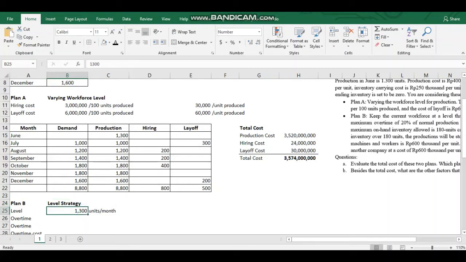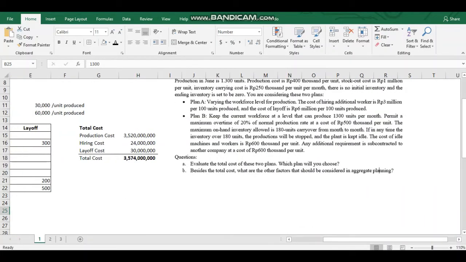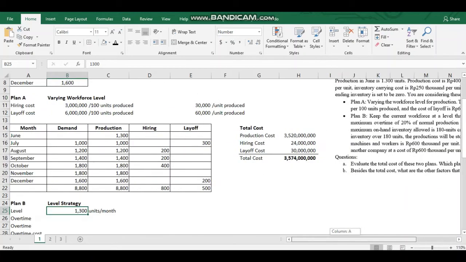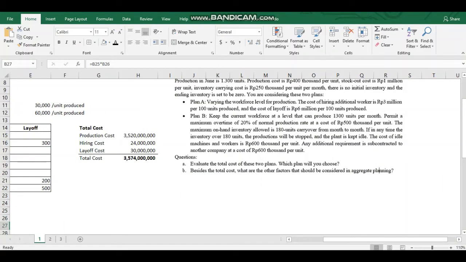Okay, so the level of production here is 1,300 units per month, and then it said to permit a maximum overtime of 20% of normal production rate. Okay, so the maximum overtime is only 20%. 20% of 1,300 units per month, so in units it would be 260 units per month. This is the maximum overtime.